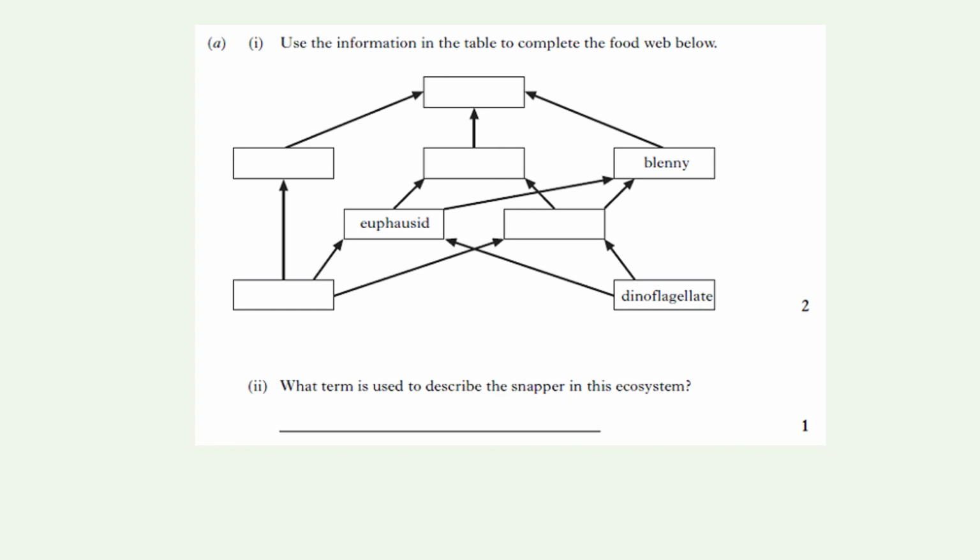So the answer is, you've got your diatom, which is your other producer. Then the sweep eats the diatom and gets its energy from the diatom. You've got your water fleas, your pilchard, and your snapper. So well done if you managed to get that correct. And the term used to describe the snapper in the ecosystem is either a secondary consumer or a tertiary consumer. Either or would have got you the mark. Well done if you managed to get that all correct. If not, then go watch the video again.